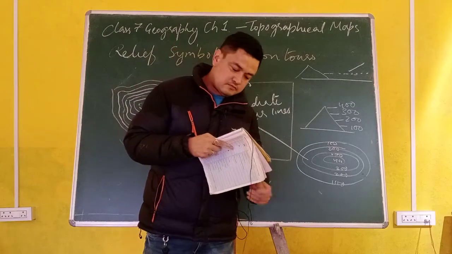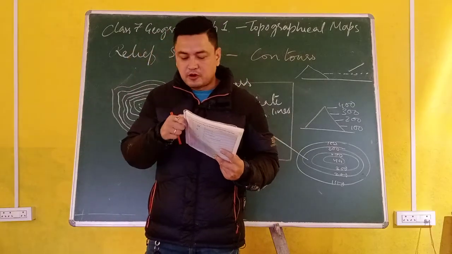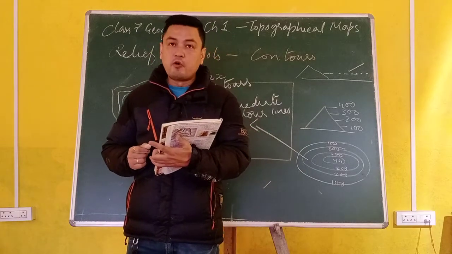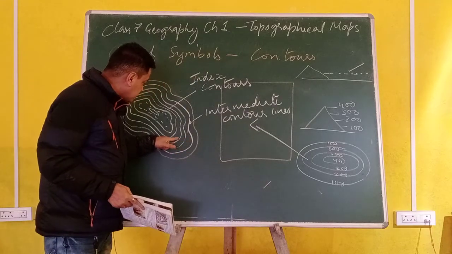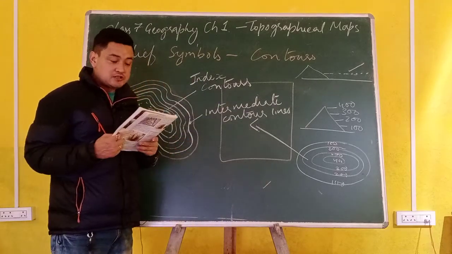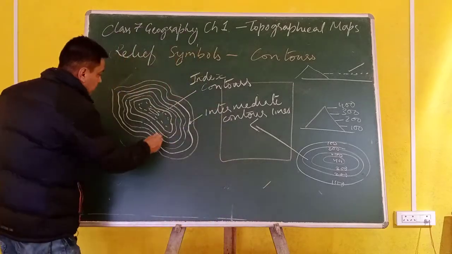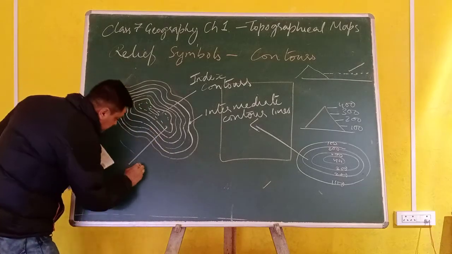These lines are finer and they do not have elevation given. There are normally 4 intermediate contour lines. Now, if you count these white lines, 1, 2, 3, 4, there are 4 intermediate contour lines between index contour lines. And what is this dot? This dot is basically what we call supplementary contour lines.